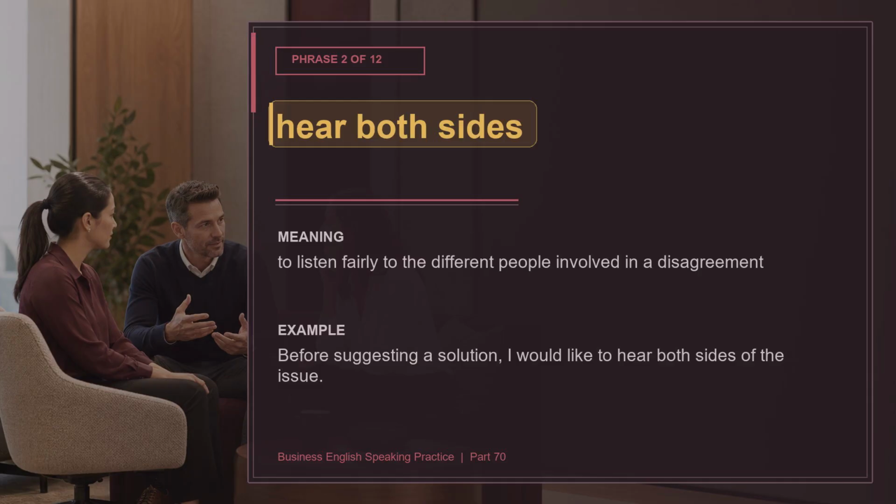Each person should be able to explain events and impact. Use this phrase when mediating or investigating a disagreement. Now repeat: hear both sides.